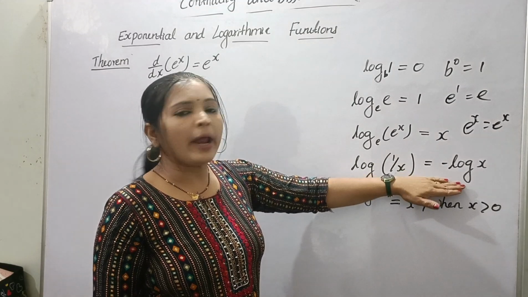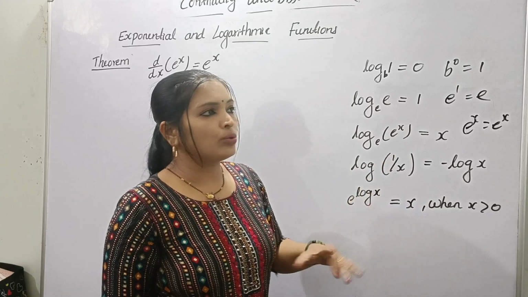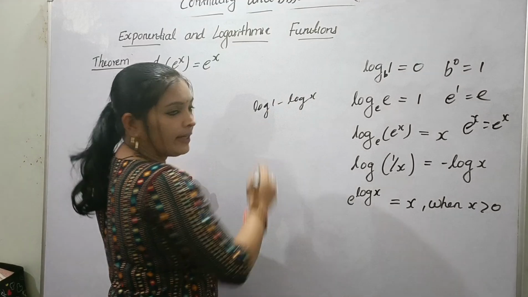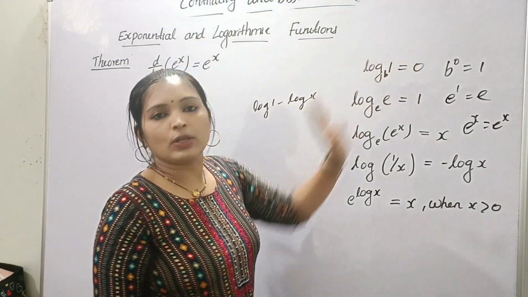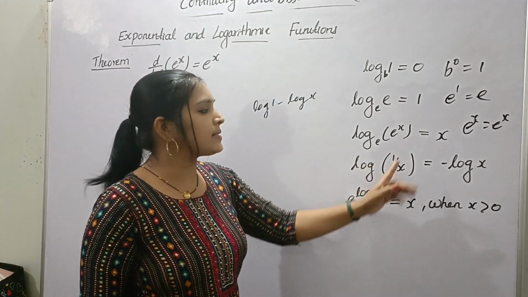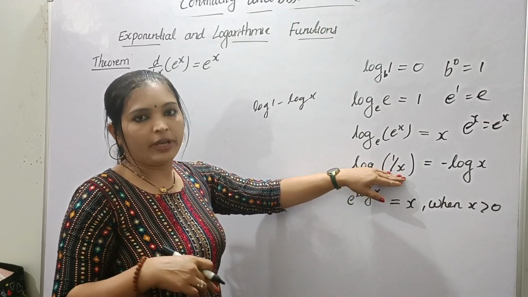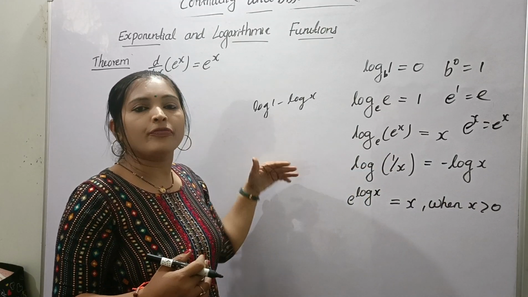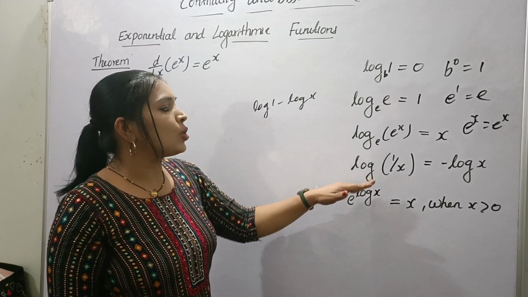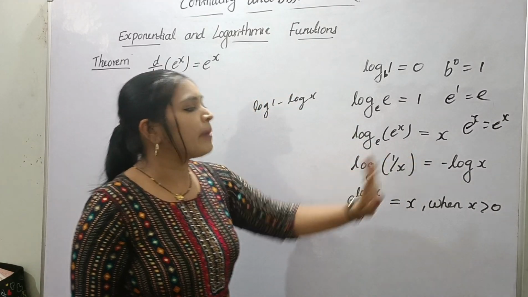So, log 1 by x: applying the properties of the logarithmic function, log 1 divided by x is nothing but log 1 minus log x, right? So what is log 1? Log 1 is 0. So the answer is minus log x. So log 1 by x is nothing but minus log x. Because we have this property of the logarithmic function, log x by y is equal to log x minus log y, right? So log 1 by x is equal to log 1 minus log x. Log 1 is 0, therefore it is minus log x.